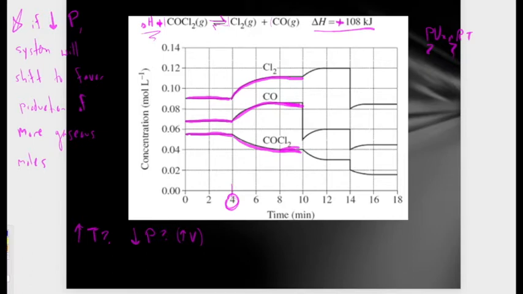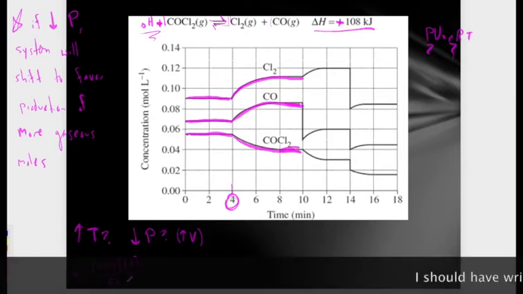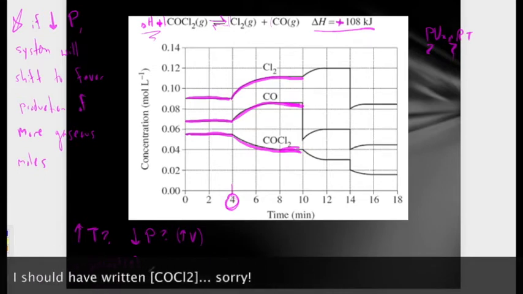Well, an expression for K here, these all have a coefficient of 1, don't they? 1, 1, 1. So K is going to be really easy to calculate. K is going to be the concentration of product, Cl2, times CO, raised to the first power each, over the concentration of ClO2. So let's find what the K value is first.